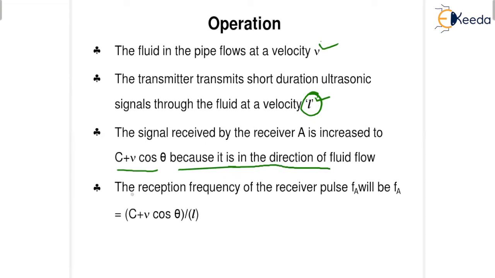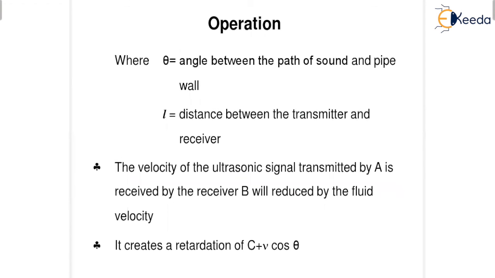Okay, the reception frequency of the receiver will be fA, equal to the formula (C plus V cos theta) by L, my dear students. Similarly, theta is the angle between the path of the sound and the pipe wall, and L is the distance between the transmitter and the receiver.